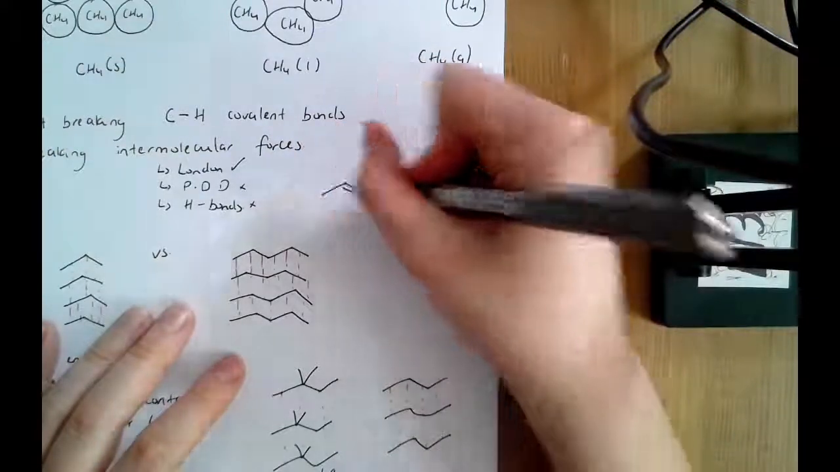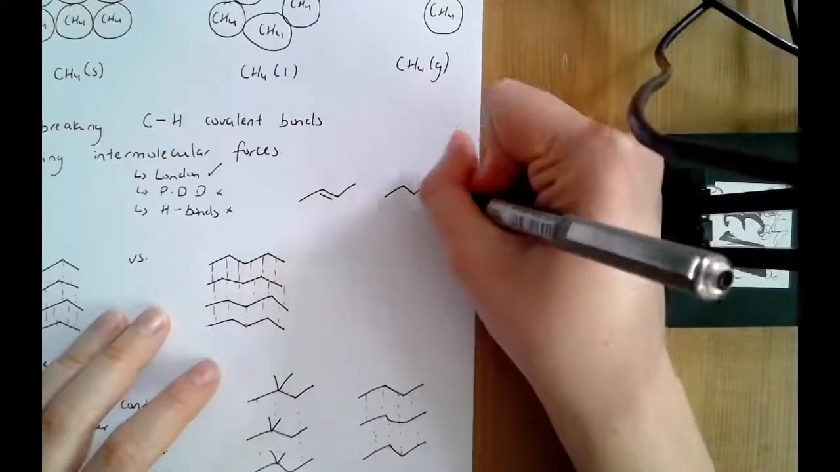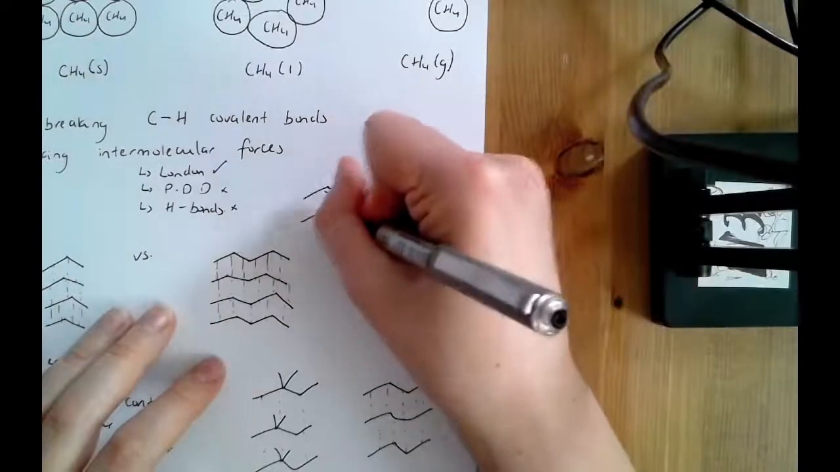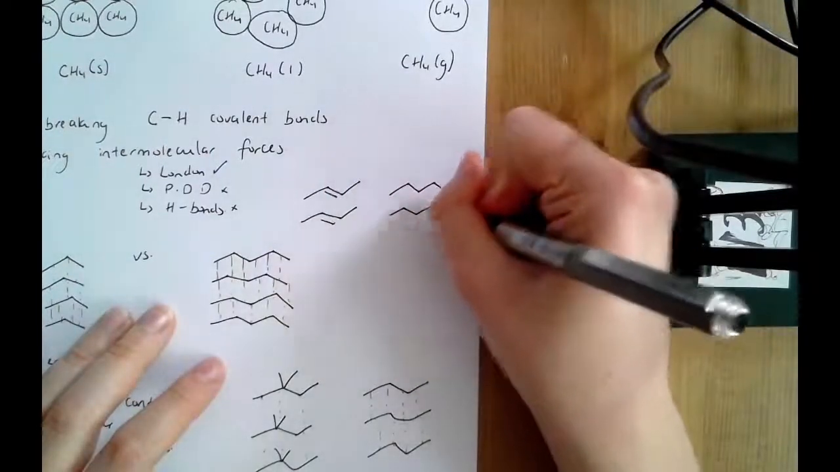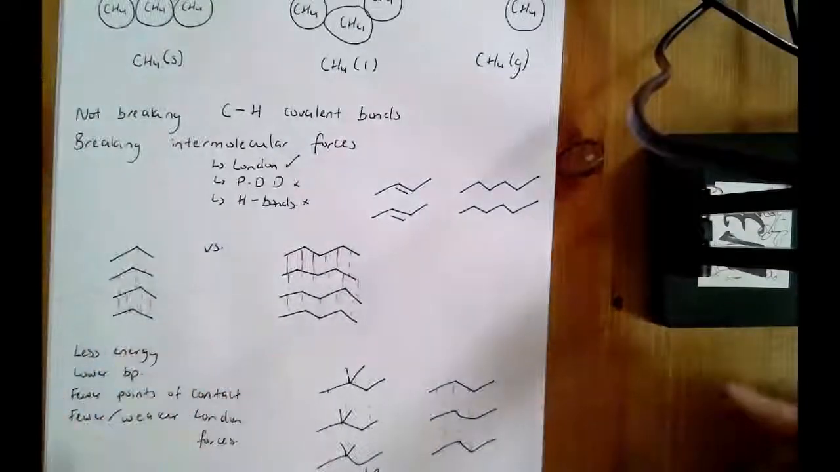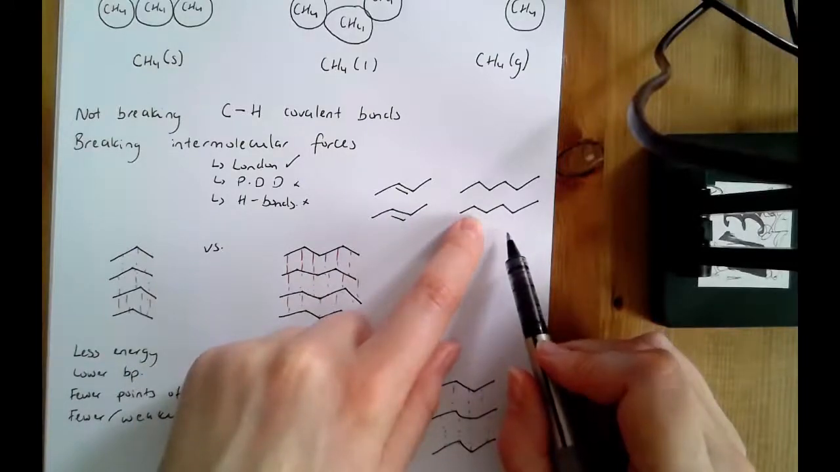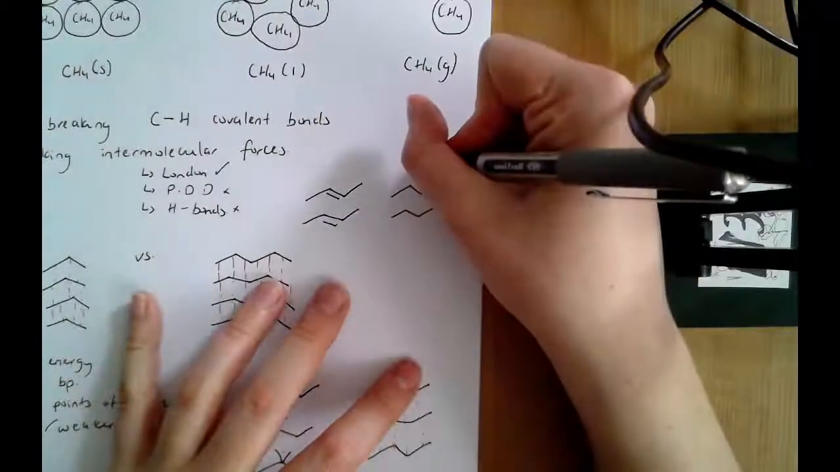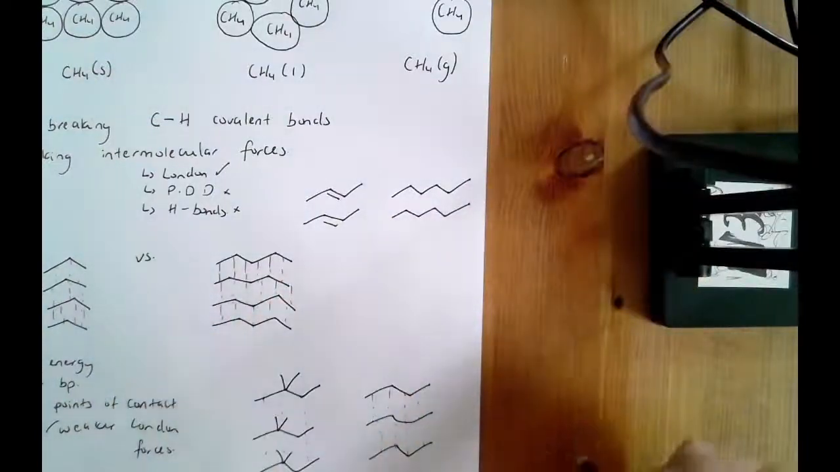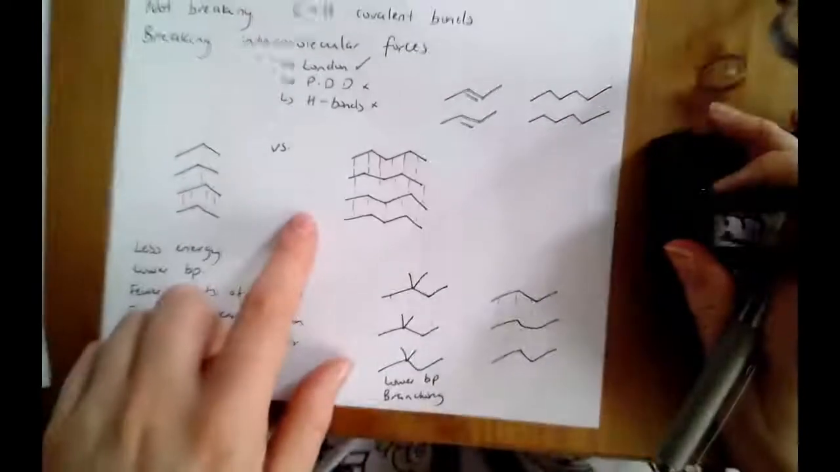what about comparing this to this? So here I've got an alkene and here I've got my alkane. Which one's going to have a higher boiling point, my alkene or my alkane? The answer is going to be the alkane. This has the higher boiling point, and the reason is the same as what we saw below.